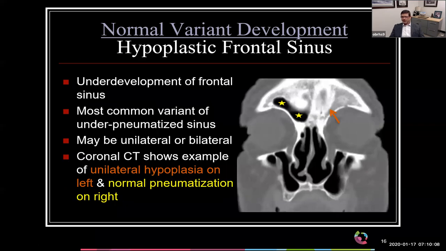Now, on the opposite end of the spectrum is underdevelopment or a hypoplastic sinus. By far, the most common is going to be the frontal sinus, and this really is an incidental finding. It does not have any clinical consequence. So here you can see an example where you have normal pneumatization on the right and lack of development of the frontal sinus on the left. Prior to 4 years of age, you don't expect it to pneumatize, so that's normal development for age. But once you get beyond the 8, 9, 10 year, if you don't have development, then it's usually a hypoplastic frontal sinus.